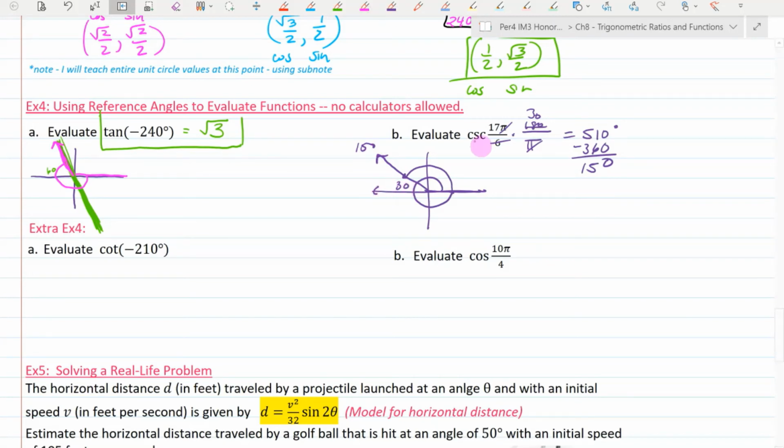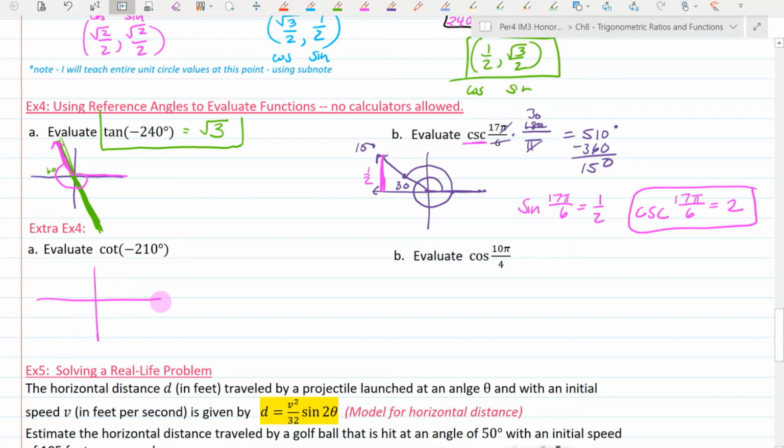And since I'm looking for cosecant, I'm looking for sine. So sine will be 1/2. Sine of 17 pi over 6 is 1/2. So cosecant of 17 pi over 6 is the reciprocal of that, which is 2. Next, cotangent of negative 210. Actually, go ahead and try the next two on your own and see how you do.